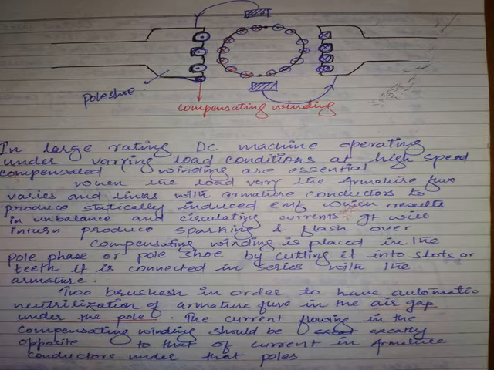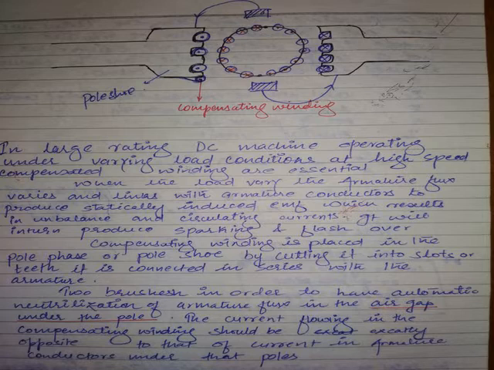in order to have automatic neutralization of armature flux. Listen, what does automatic neutralization mean? Let there be no load. What is the armature flux? Zero. What is the flux out of the compensating winding? Zero. Why? Because you connected the armature and compensating winding in series, so the same current is flowing.